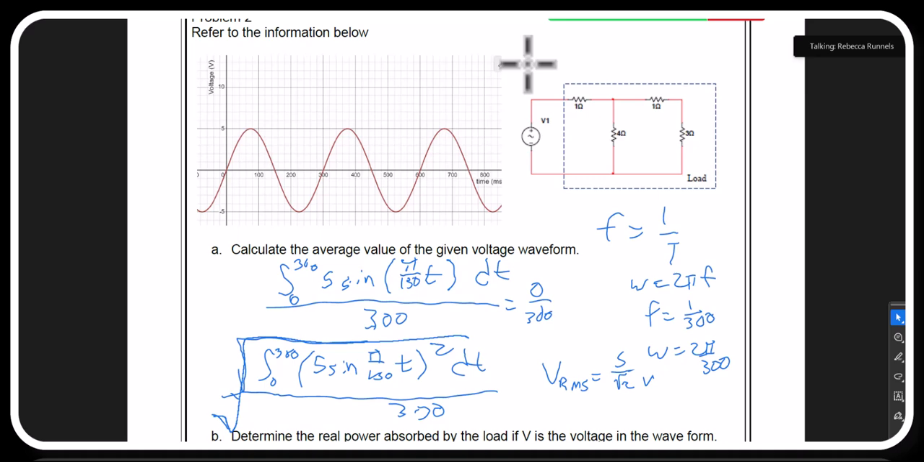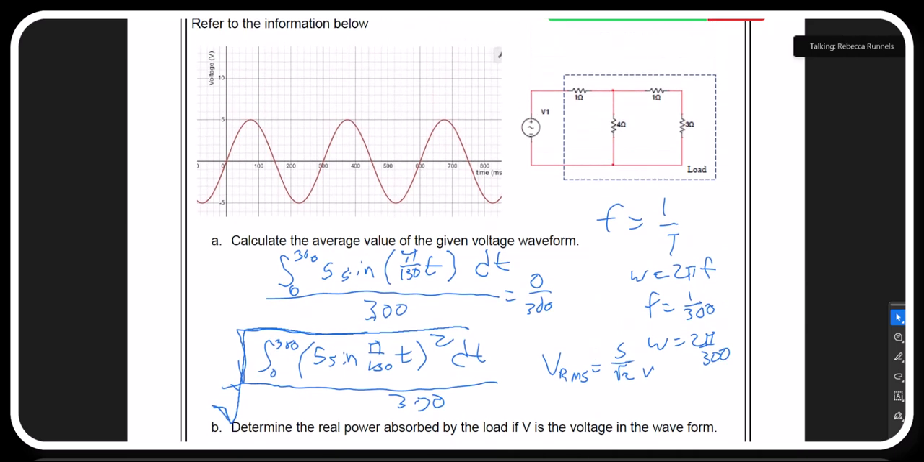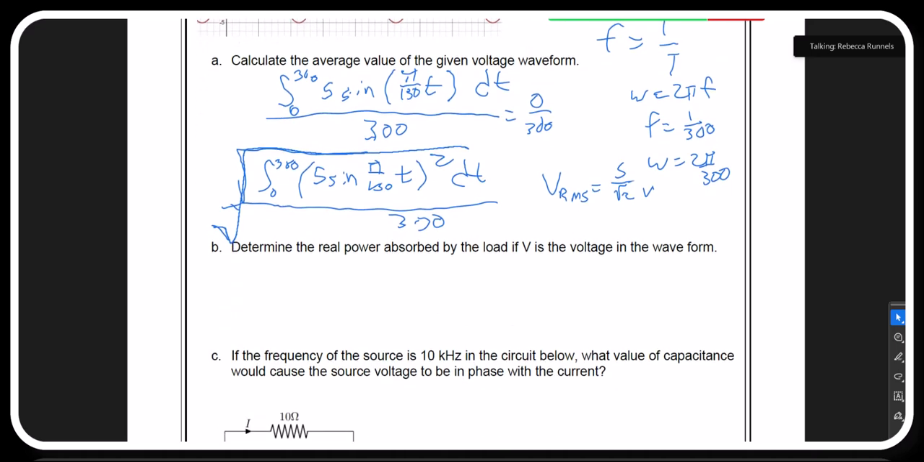So for this one, we would need to find the equivalent resistance. These are all real. So we have 1 and 3 make 4. 4 in parallel with 4 is 2. 2 in series with 1 is 3. So our R equivalent is 3.